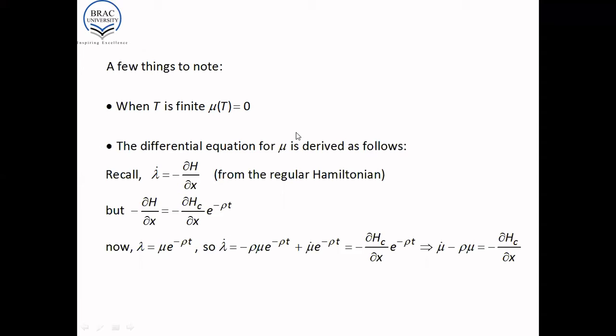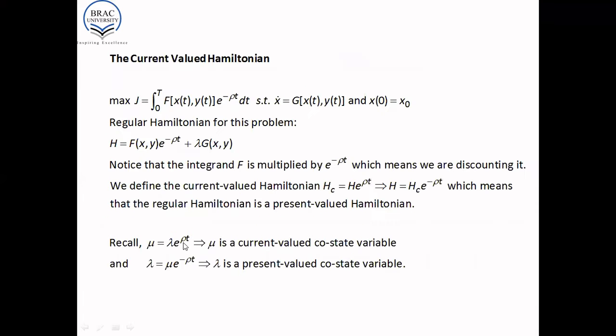The differential equation for mu is derived as follows. So recall that lambda dot is equal to minus del H by del x from the regular Hamiltonian, but minus del H by del x itself is equal to minus del Hc by del x e to the power minus rho t. Now lambda, remember, is equal to mu e to the power minus rho t, right? This is our lambda. Lambda is mu e to the power minus rho t.